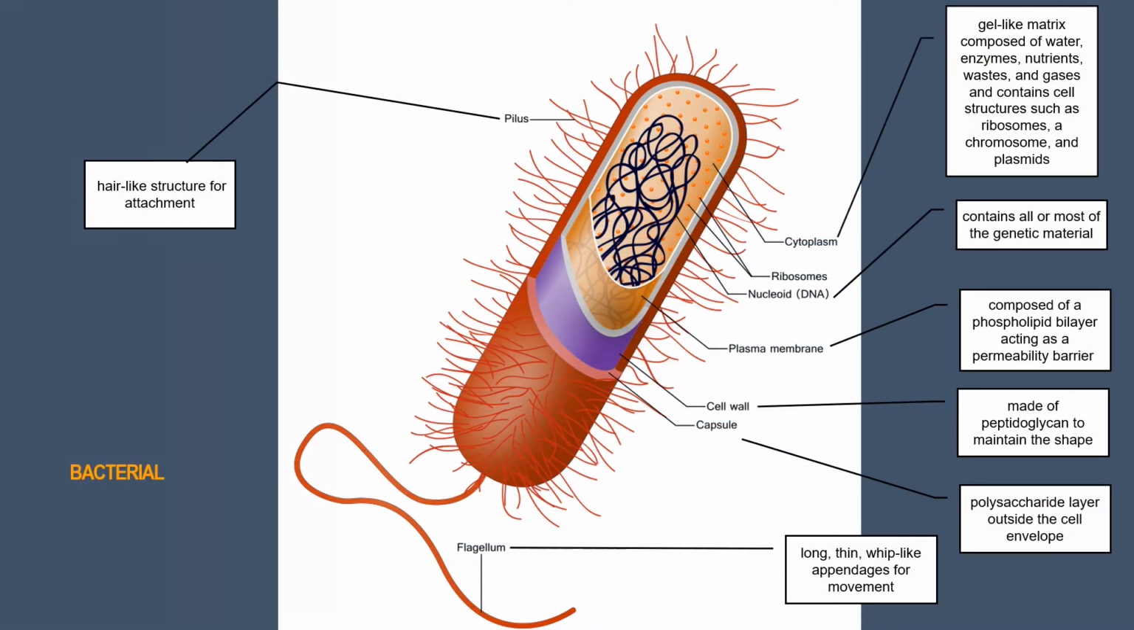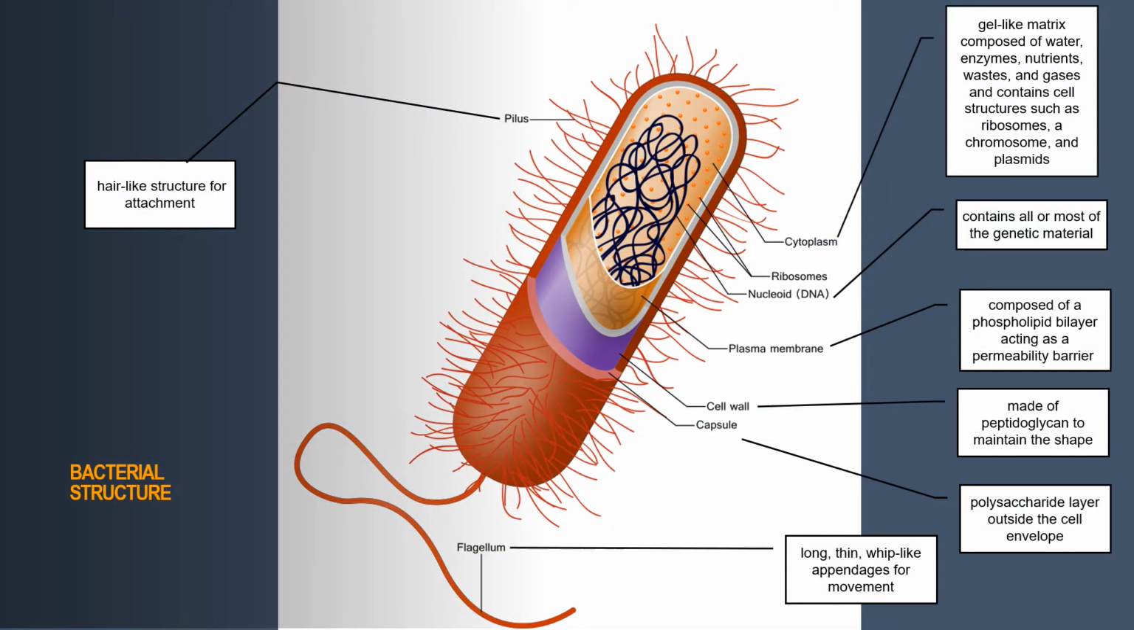Now let's look at the bacterial structure. Bacteria are prokaryotes. They lack well-defined nuclei and membrane-bound organelles. Let's look at the cytoplasm. The cytoplasm or protoplasm is the bacterial cell where the functions for cell growth, metabolism, and replication are carried out. It is a gel-like matrix composed of water, enzymes, nutrients, waste, and gases, and contains cell structures such as ribosomes, chromosome, and plasmid.